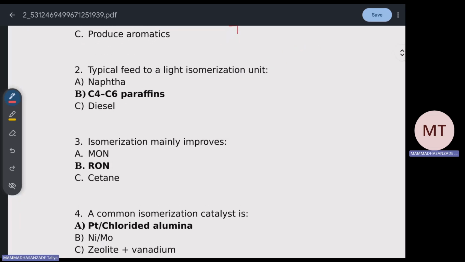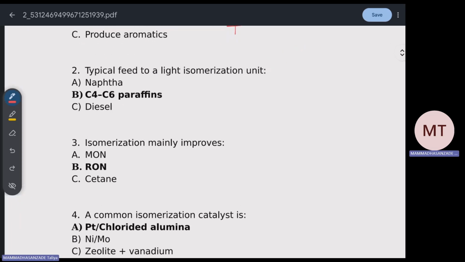We'll go to the second question. Typical feed to light isomerization unit is C4, C6 paraffins. I wouldn't say exactly, because it's mainly the naphtha that we talk about, the straight run naphtha right after the distillation column, which is the atmospheric distillation unit. It will first of all see the naphtha stabilization unit, and then we'll send it to the light isomerization unit. It will be wrong, the A.